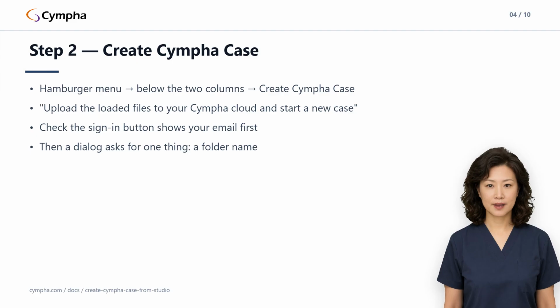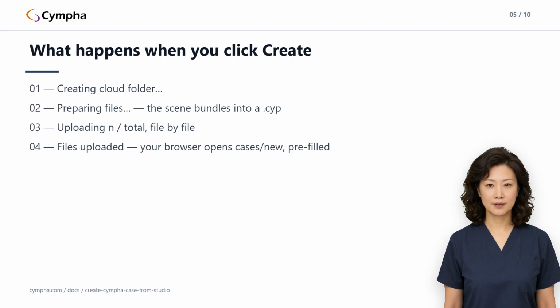Click Create and the dialog switches to a working state that narrates its own progress in four phases. Creating cloud folder. Studio asks the Cympha cloud for a new folder under your root. Preparing files. Studio collects everything loaded in the scene: the DICOM, zipped, the meshes, the gallery images, bundles the scene as a self-contained CYP file, and queues the upload list. Then uploading, file by file, with a running count and the current file name.